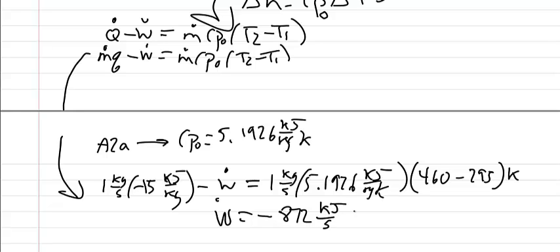kilojoules per second, which is the same as kilowatts. Kilowatts are the typical units for power. Kilojoules per second would be the typical units used for rate of heat transfer. Please note that the negative sign is appropriate. Negative for work tells us the work is being provided to the system, not by the system. In other words, it's work input, not work output. So the minus sign validates the fact that this is a compressor that does require work input.